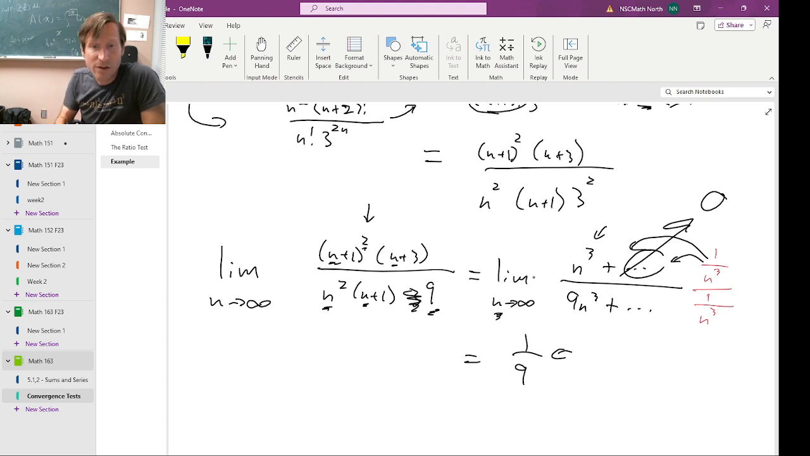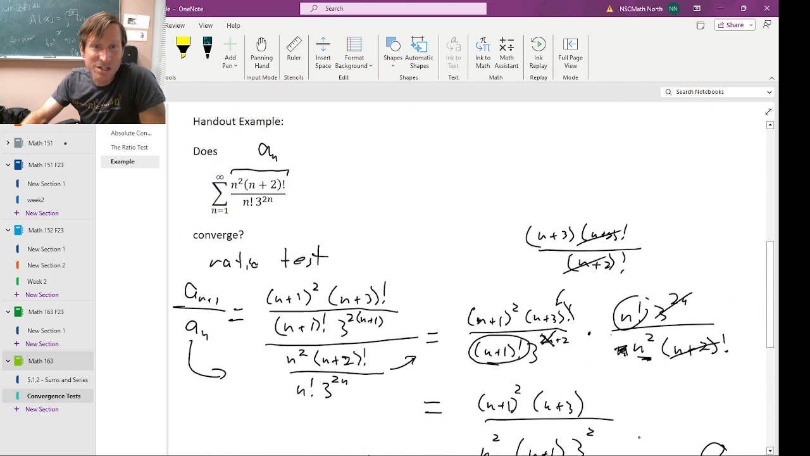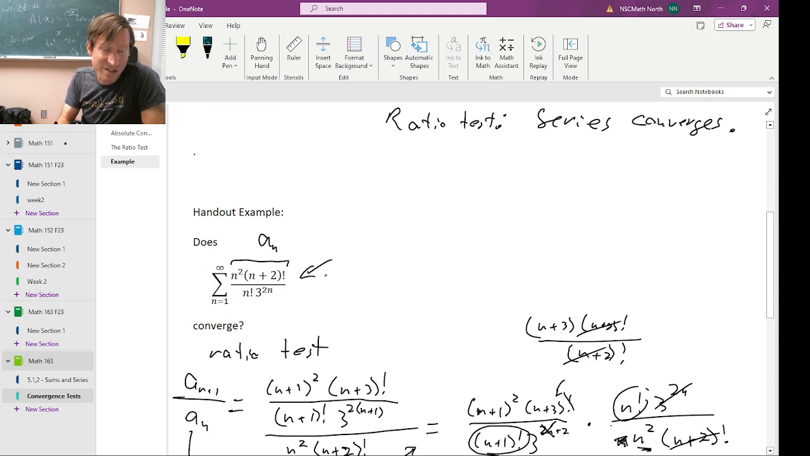Okay? So what we just found is that the limit of the ratio of a sub n plus 1 to a sub n, with absolute values, is 1 over 9. That's definitely less than 1. So the series, the original series, converges. Right, so this original series up here converges.